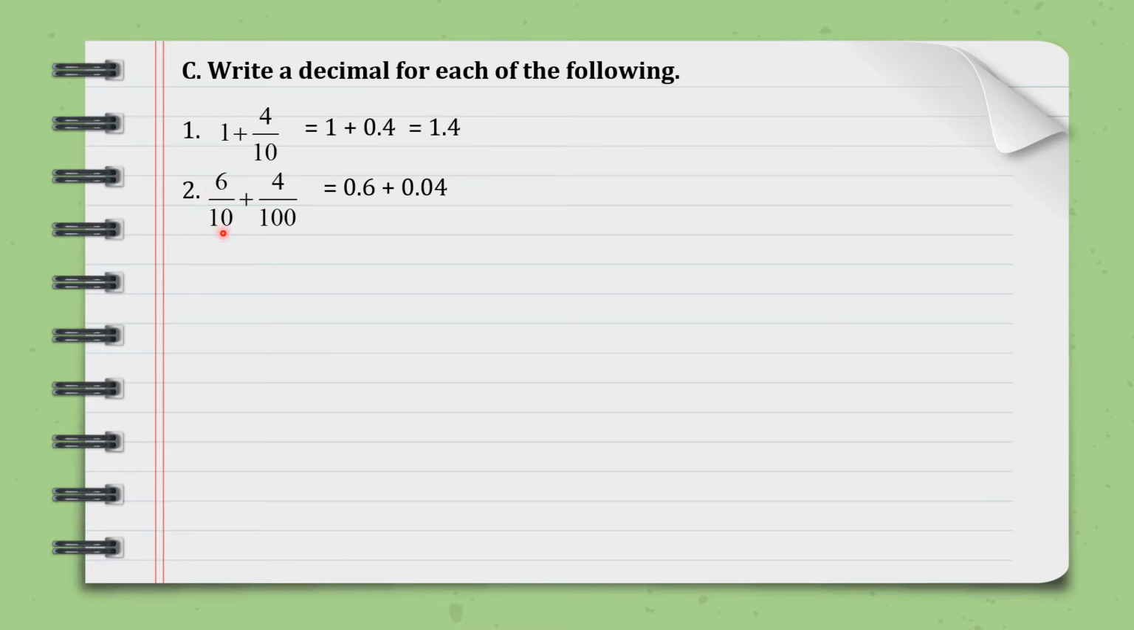So 6 upon 10, 10 means tenths place, so it will be written as 0.6. 4 upon 100, 100 means hundredths place, so 0.04. If you write down the answer directly, it will always be a whole number, decimal point, tenths place, then hundredths place.